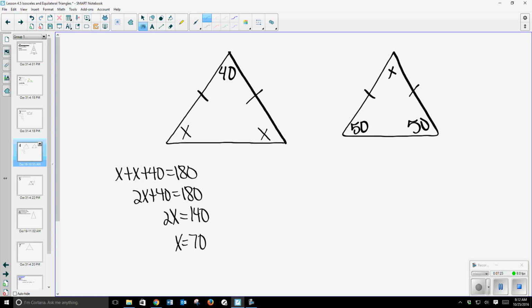And then it's easier to find the vertex angle if you have the base angles. And you may only be given one of the base angles. But you know they're both the same, so if one's 50, the other's 50, and so then you would add those up and set them equal to 80.